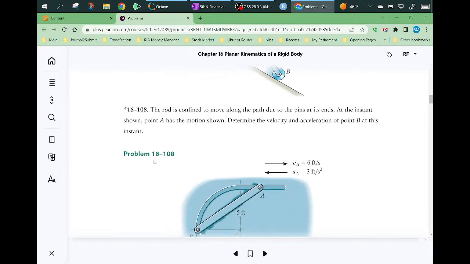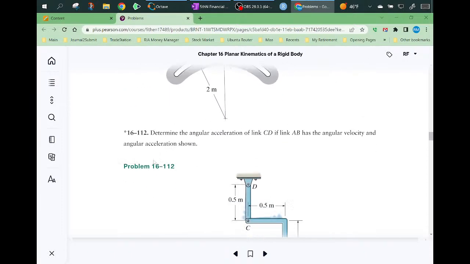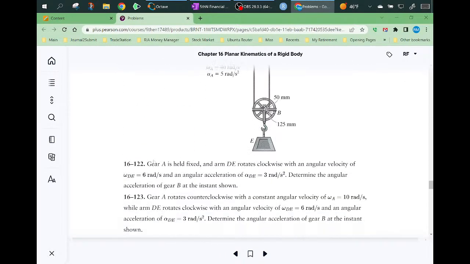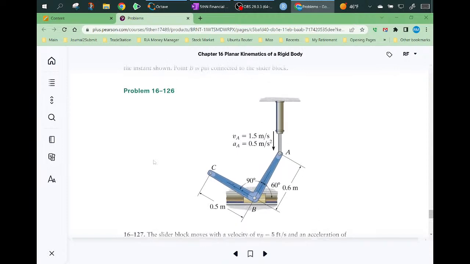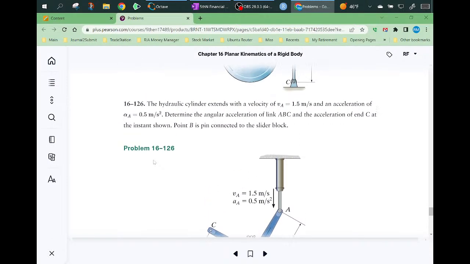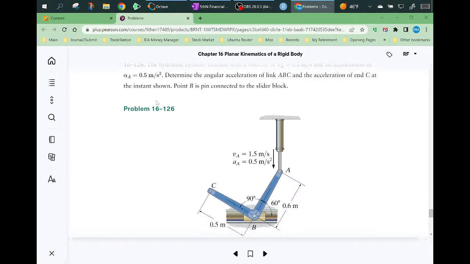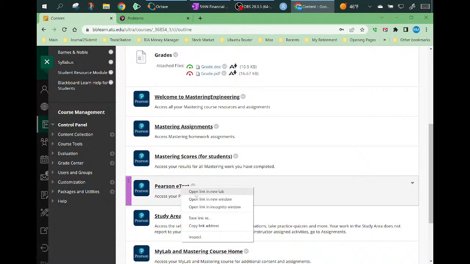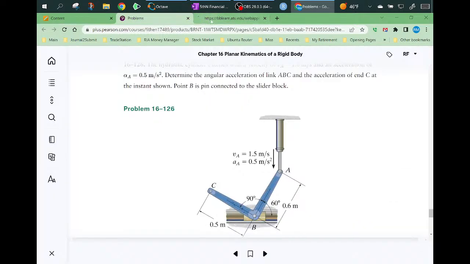Kind of surprised, because I thought I left off on that problem. There it is. 126, 16, 126. Now, here's something. I think I've done this before. Let's see. Okay, so I'm still right there. 16, 126.